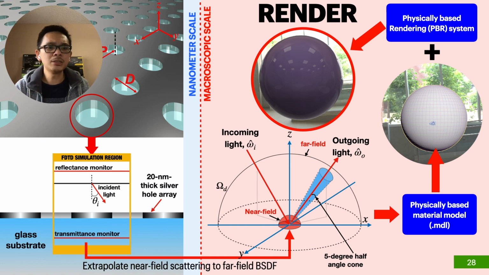The simulation method is slightly different from what we did before, because we have to consider the angular dependency. So that's why we run multiple FDTD simulations, starting from the normal incidence. Once we have that, we capture all of it and perform the near field to far field transformation, so that we can extract the plasmonic BSDF file that creates the PBR material for the render.